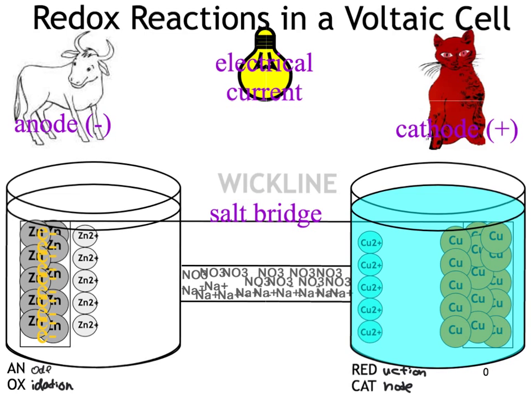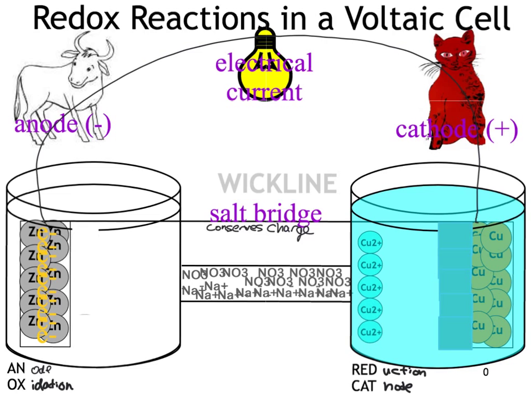Both of those are super important. Otherwise, we need to remember the salt bridge. The salt bridge is basically there to make sure that the law of conservation goes off without a hitch and that charge is conserved. So the story begins as one of these zinc atoms loses a couple of electrons.